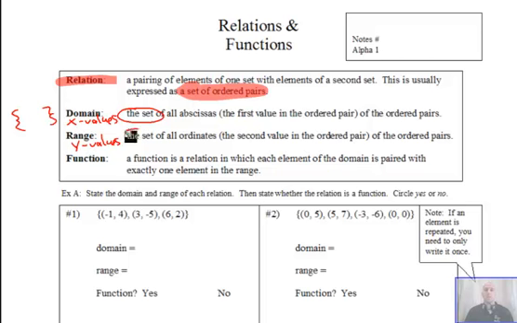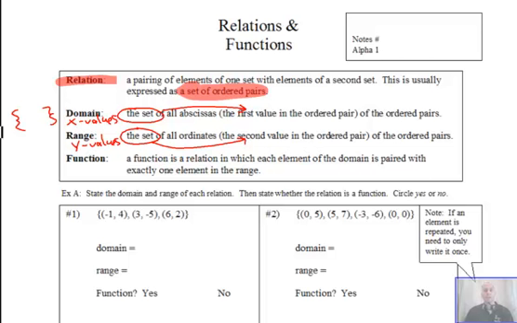Same thing with the range. It's a set. The domain is the set of all the first values in the ordered pairs. The range is the set of the second values. And once again, typically the first value is an x value and the second is a y.